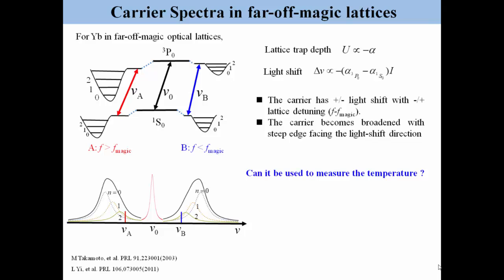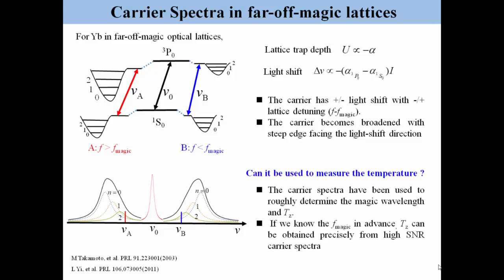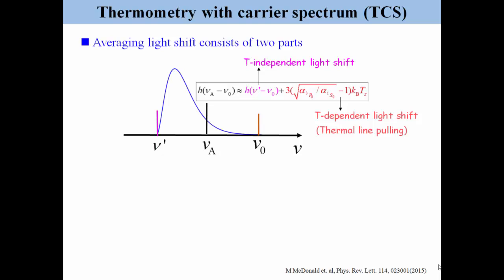We also notice that in these two groups, the carrier spectra has been used to roughly determine the magic wavelength and the temperature. So if we know the magic wavelength in advance, the actual temperature can be obtained from the carrier spectra with high signal-to-noise ratio. And more details about the thermometry based on the carrier spectra can be found in this letter.